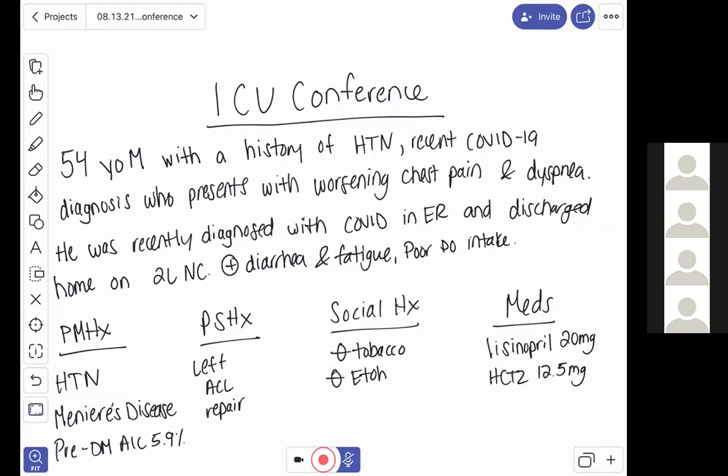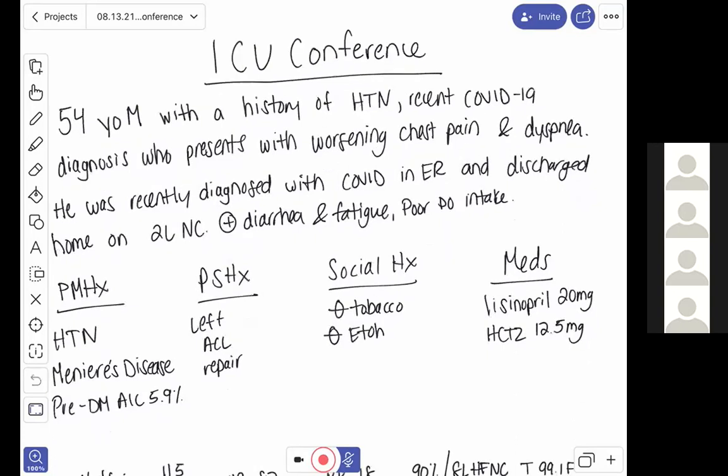He has diarrhea, fatigue, poor PO intake. He just felt like he could not manage his symptoms at home and therefore came back to the ER. In terms of his past medical history, he's got the history of hypertension, Meniere's disease, he's pre-diabetic, had an ACL repair, no tobacco, no alcohol use, actually is like an avid marathon runner. And then for his medications he is on lisinopril and hydrochlorothiazide. Any questions on that first part?